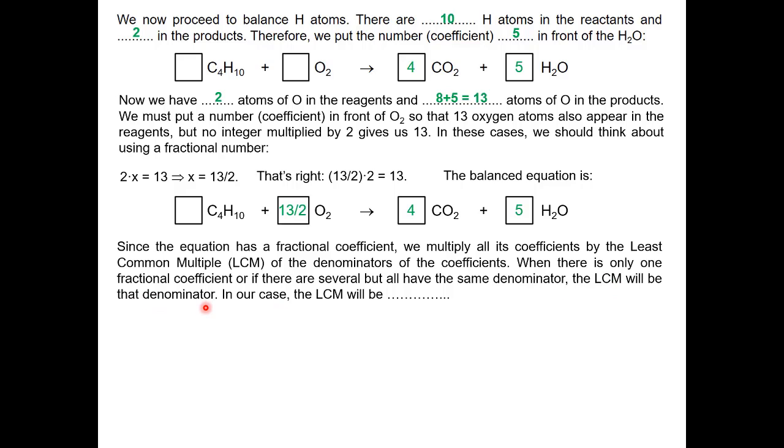In our case, the LCM will be, try to answer the question. That's right, the LCM will be 2. By multiplying all the coefficients by 2, we will get all the coefficients to be integers, that is, whole numbers.